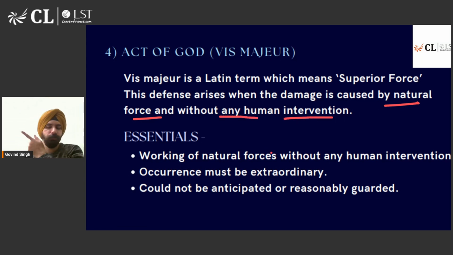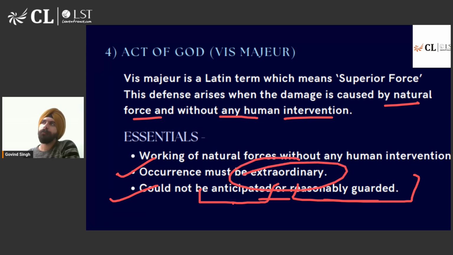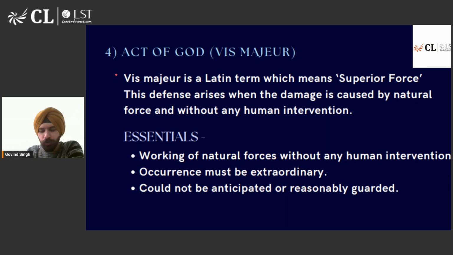Another important thing to keep in mind is the occurrence must be extraordinary and could not have been anticipated or reasonably guarded against. So if you say that you suffered damage because of heavy rainfall and the weather department had issued an advisory or a warning that heavy rainfall would be happening in the forthcoming days, would you get the defense of act of God? No, because you could have anticipated and reasonably protected yourself based on the weather department's warning. It was not an extraordinary event. But let's say it's an earthquake which was not predicted. In that case, you can claim the defense of act of God. So these were the four which we have already discussed.